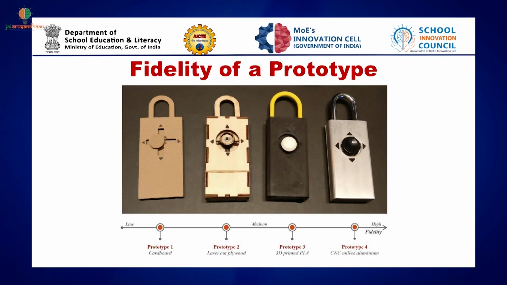Then we can move to a laser cutting model. We can then move to a PLA based 3D printing model. We can then move to a metal based CNC cut model, which is almost similar to the final product, an aluminum model. A similar journey I have also gone through.